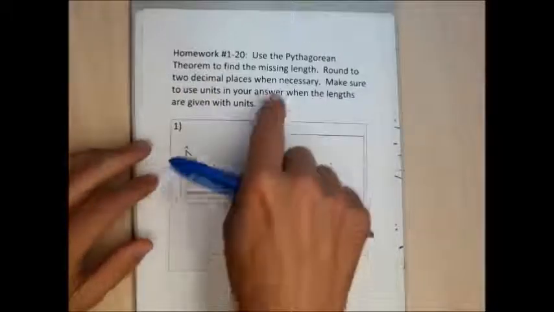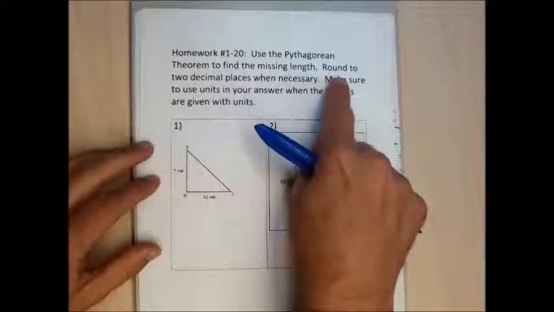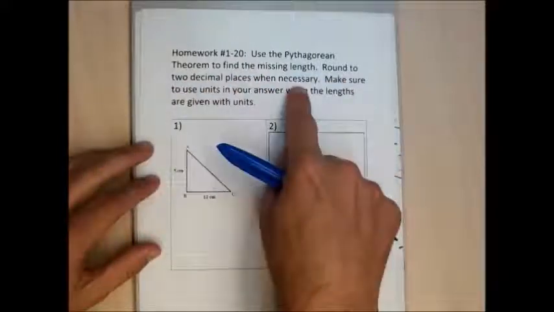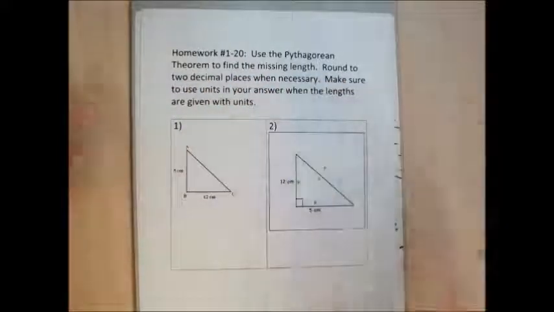Finally, to the homework problems. All right, so problems 1 through 20. Use the Pythagorean theorem to find the missing length. Round to 2 decimals when necessary, and make sure to use units in your answer. I'll let you do 1. I'll do number 2. Well, they're the same problem, essentially.